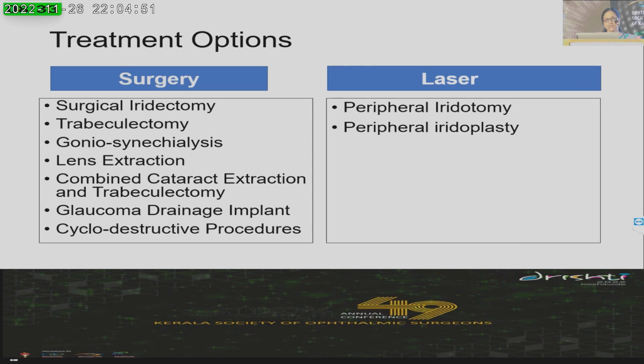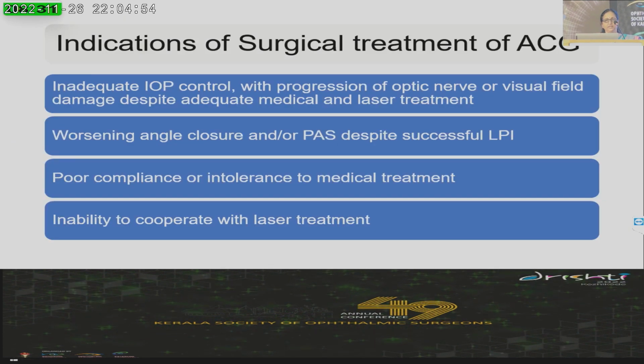So, what are the indications of surgical treatment? When the eye has been treated with lasers and medical treatment is being continued because the IOP is uncontrolled, but the glaucoma is progressing.